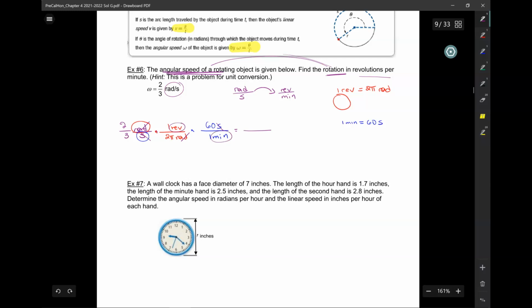The values in the numerator are 2 times 60 over 3 times 2 pi revolutions per minute. Here the 2's cancel and the 3's, you get 20. So this is 20 over pi revolutions per minute, which is equal to 6.4 revolutions per minute.